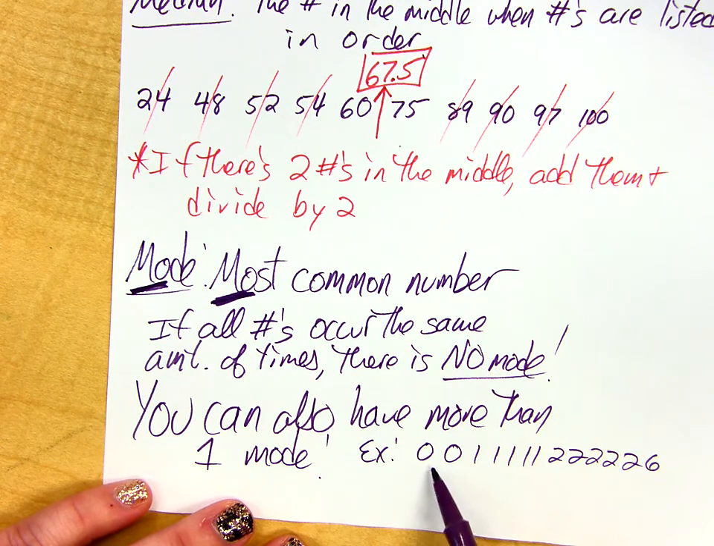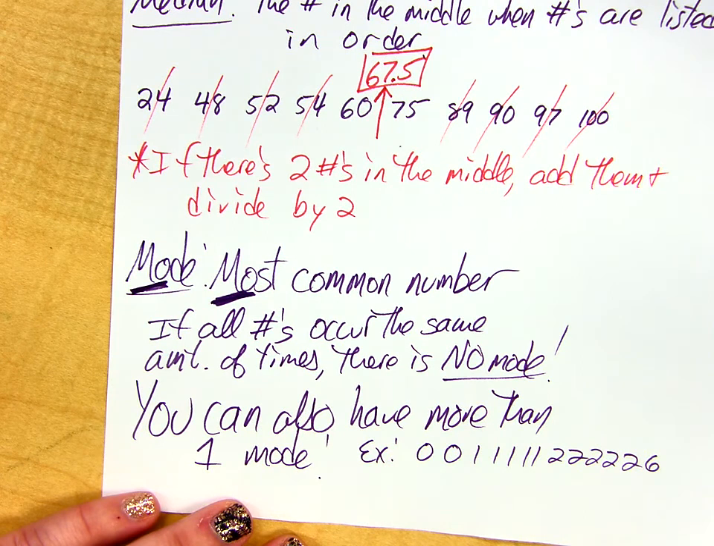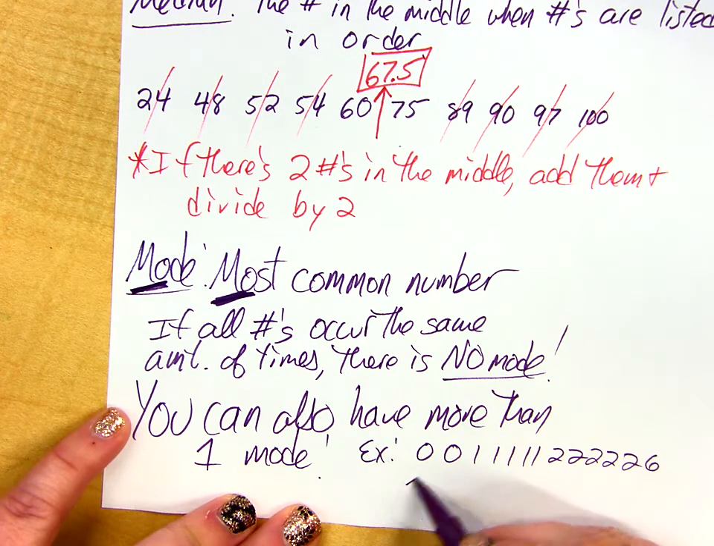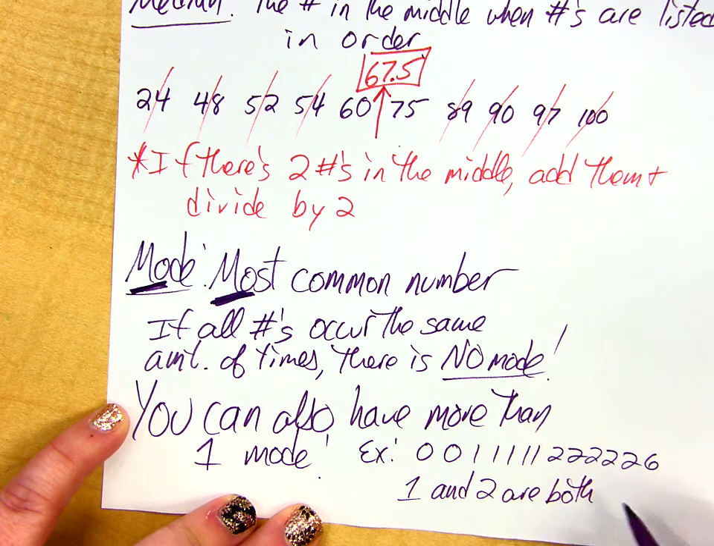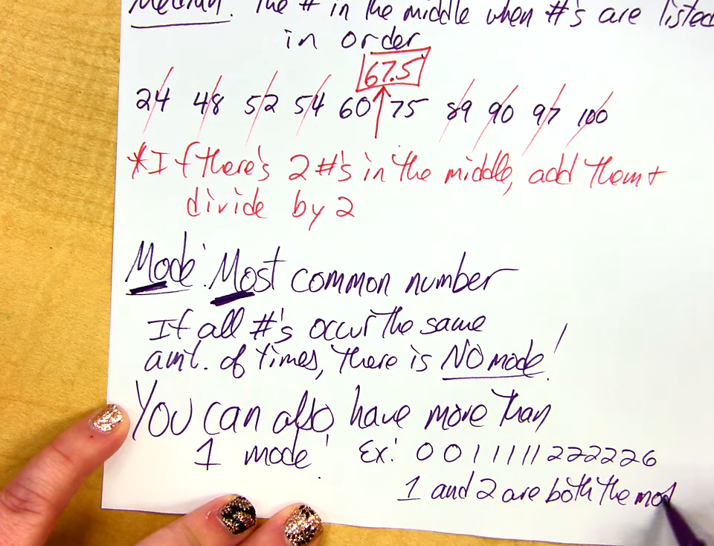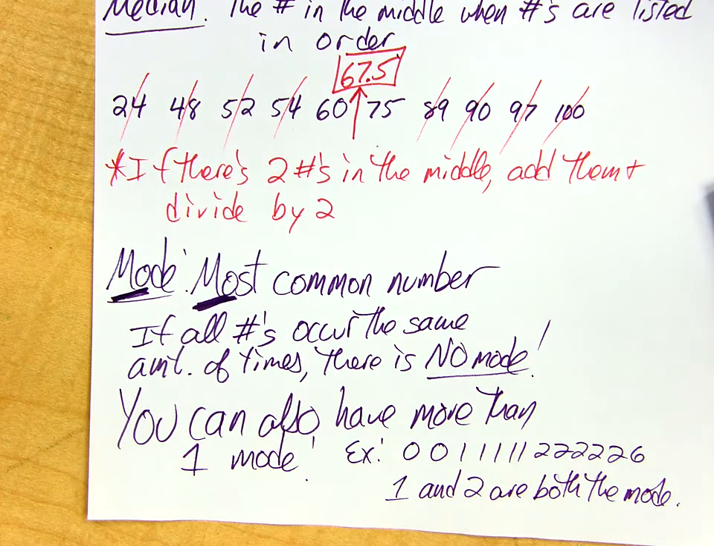In this case, 2 of you don't have any, 5 of you had 1, 5 of you had 2, and then 1 of you had 6. So 1 and 2 are tied for first place for the most common number, right? So they both get to be the mode. 1 and 2 are both the modes. You with me? Okay.